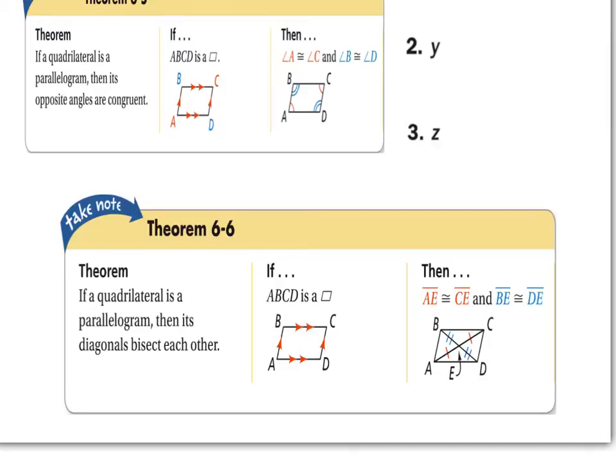In other words, the diagonals, the lines that connect opposite angles, cut each other in half. So BD and AC bisect each other. AE and CE are congruent, and DE and BE are congruent to each other. So the diagonals end up bisecting each other as well. Remember, the diagonals are lines that connect opposite angles to each other.